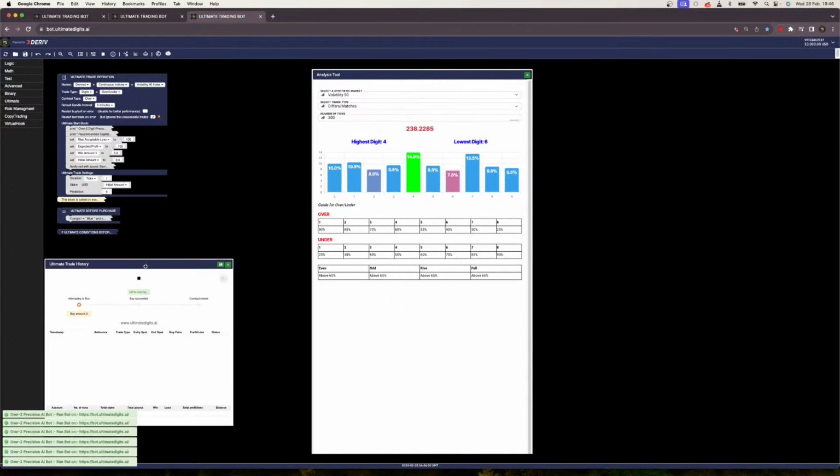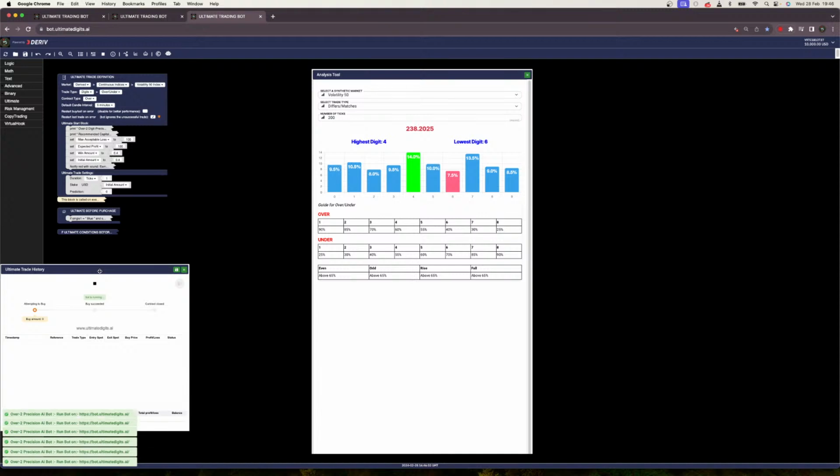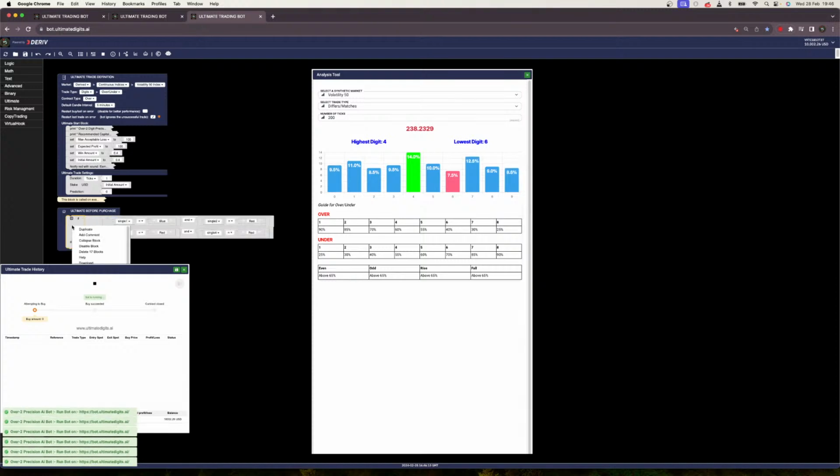So digit over 2. Always make sure every setting has been observed and running the over 2 position. I've done a tutorial on that on my YouTube, how to run that bot. You can check that out.